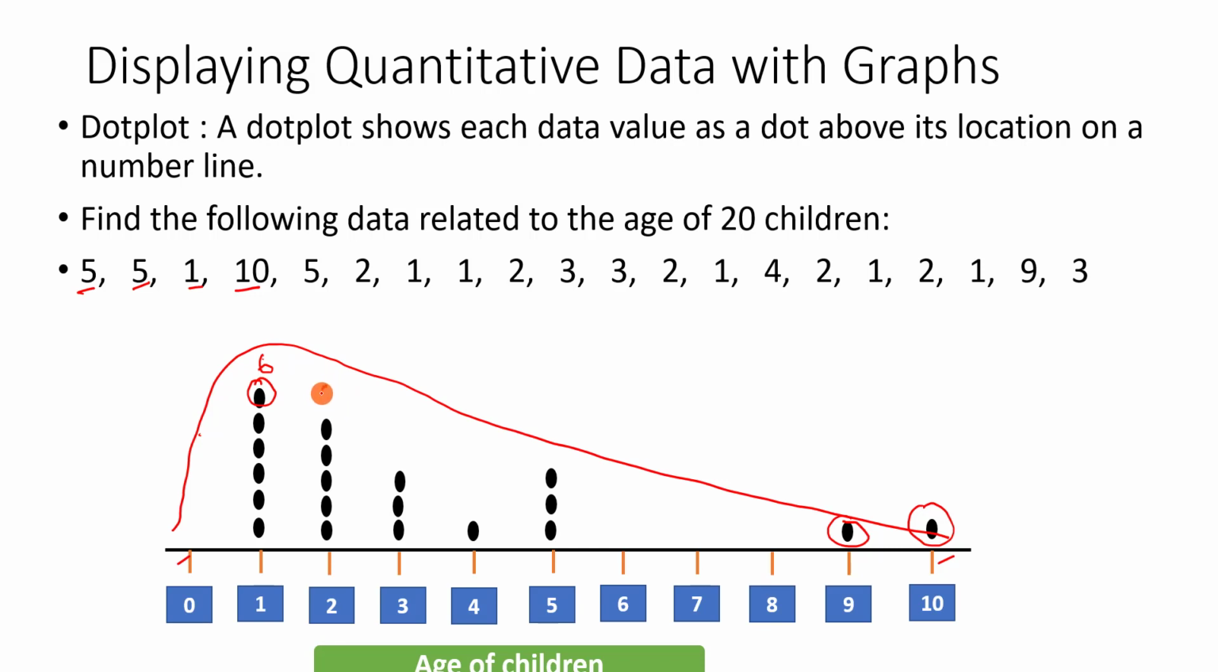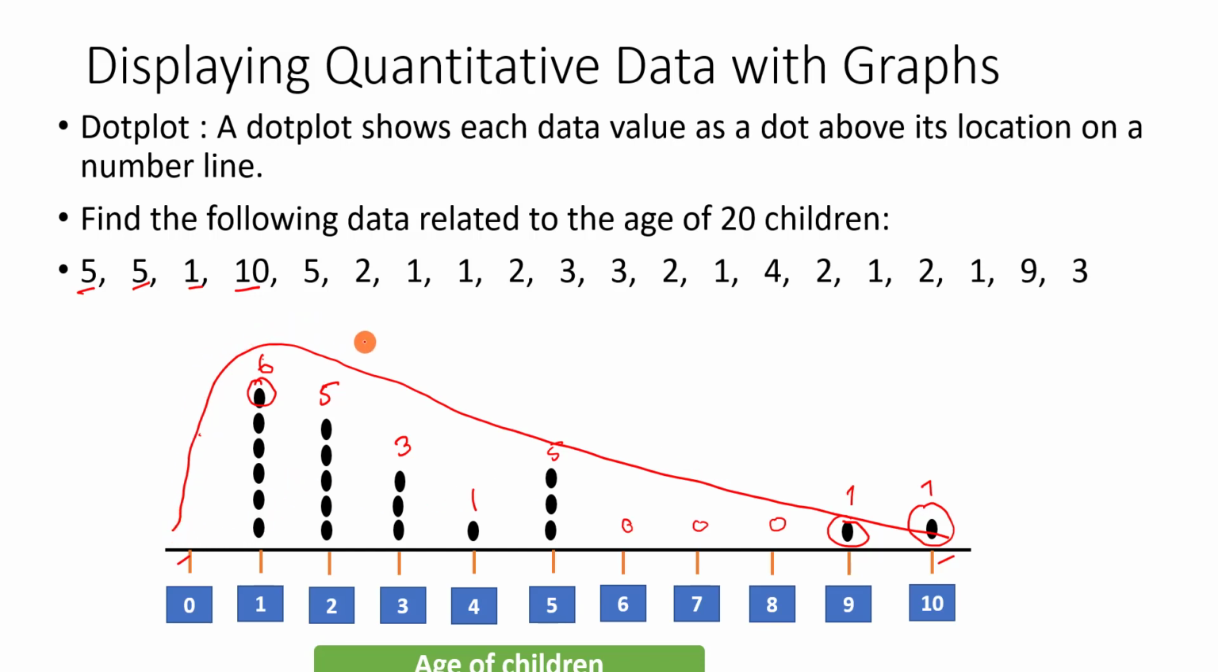We have 5 children with age 2. We have 3 children with age 3. We have 1 child with the age 4. We have 3 children with the age 5. We have only 1 child with the age 9 and we have 1 child with the age 10. We can understand that we do not have any children with age 6, age 7 and age 8 in our sample collected. So what is that we can make out from any dot graph?